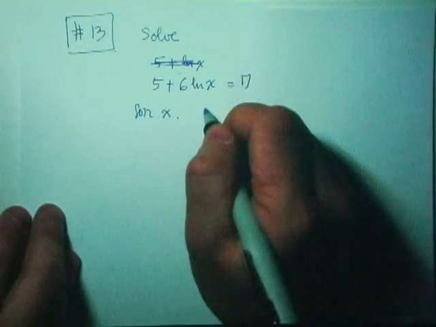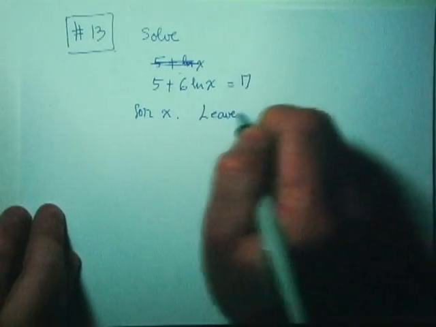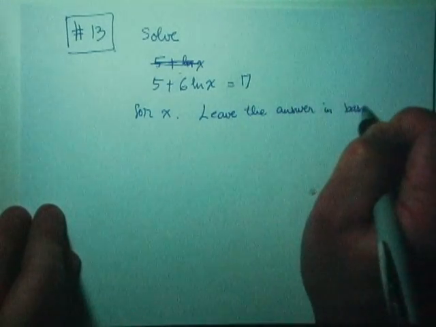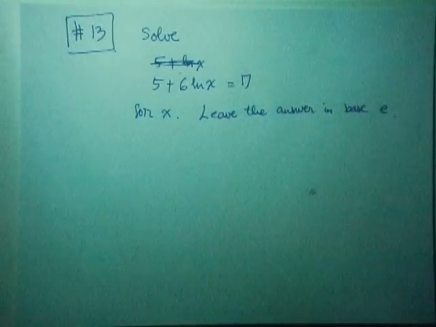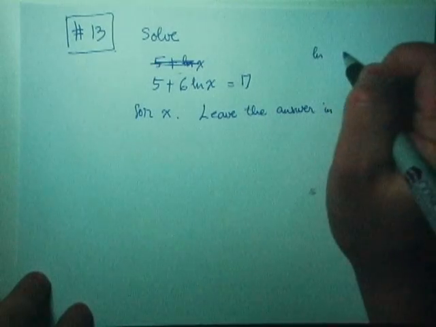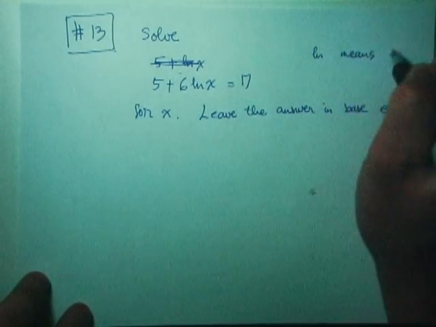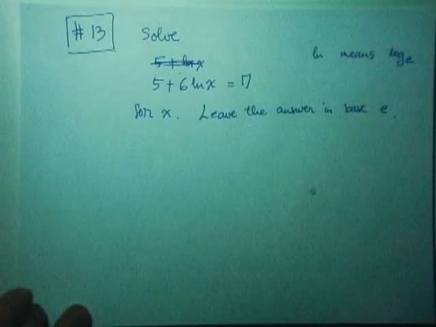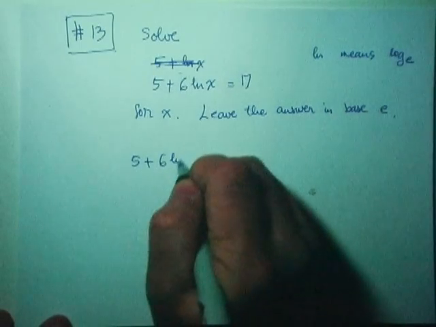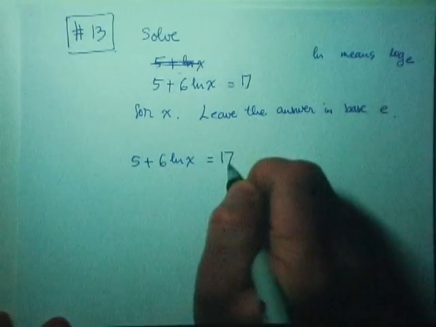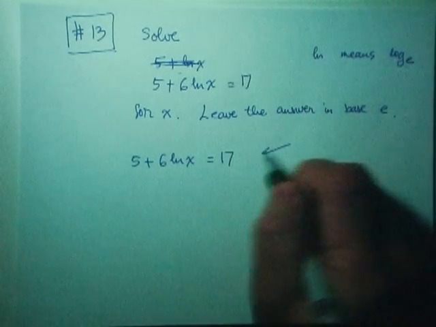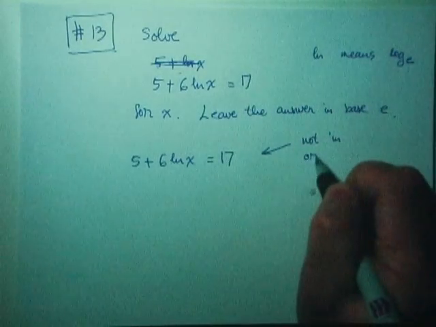And furthermore, we would like to leave the answer in base e. That's what's going on here. But once again, reminder, ln means log base e. So keep that in mind. Now, starting from this equation, 5 plus 6 ln x equals 17, what I'm saying here is that it is not in ordinary form yet. This is not in ordinary form.